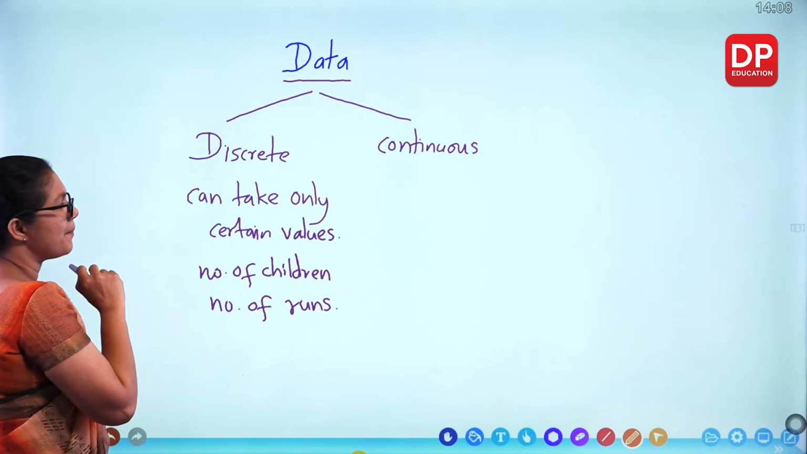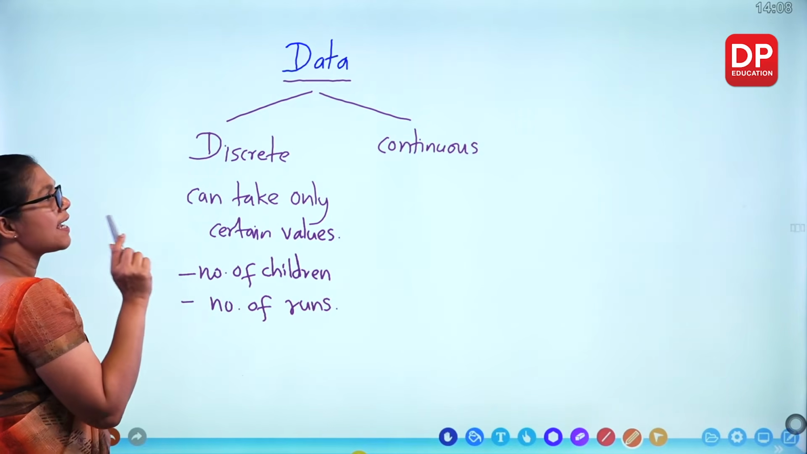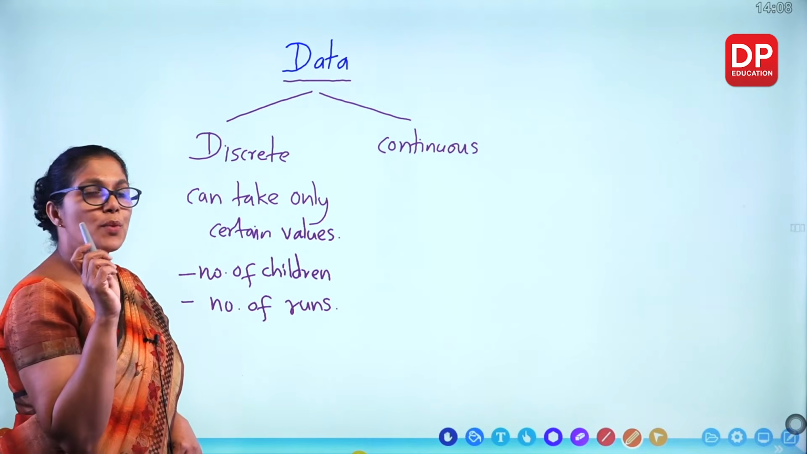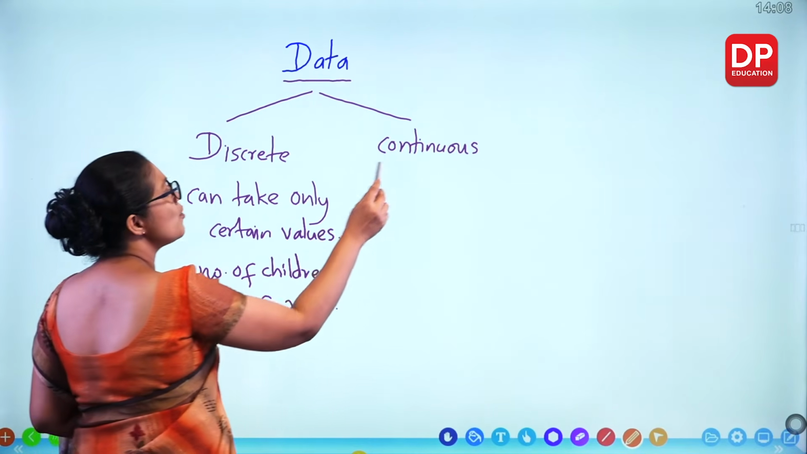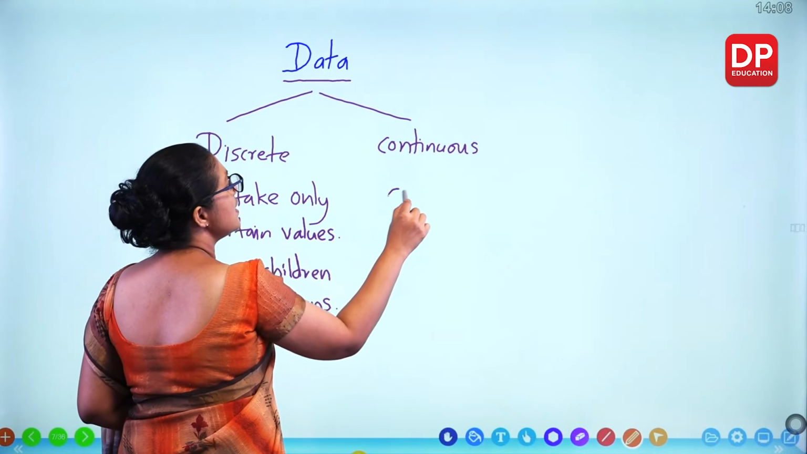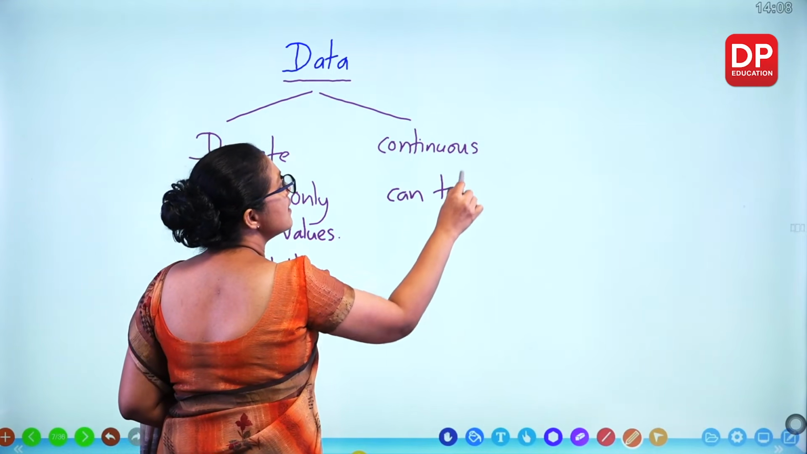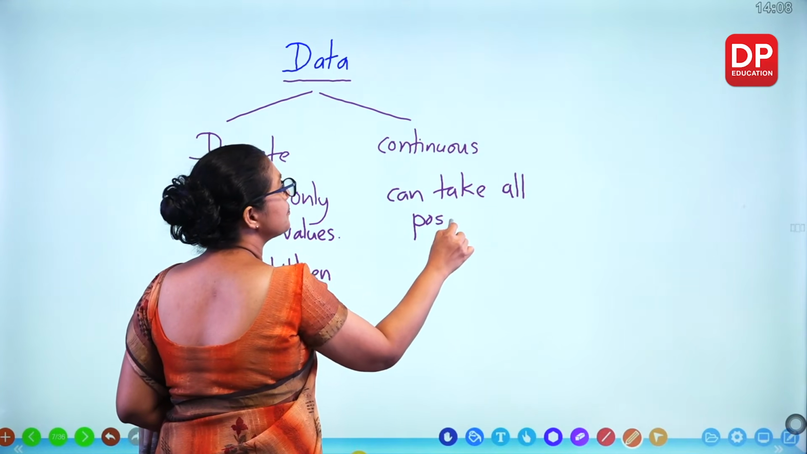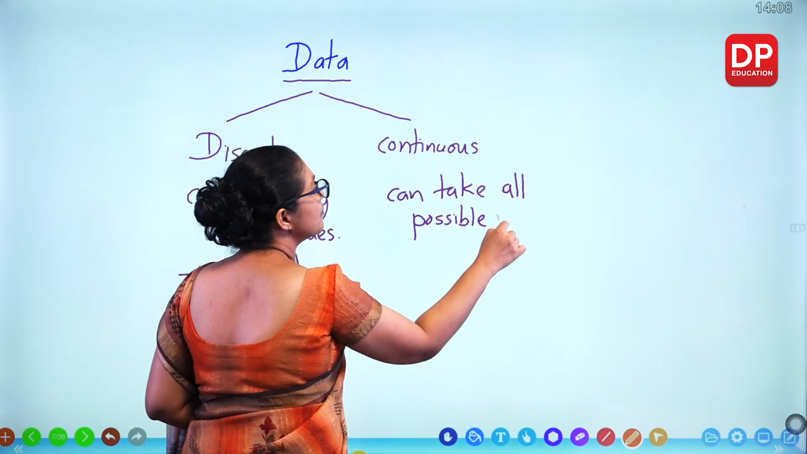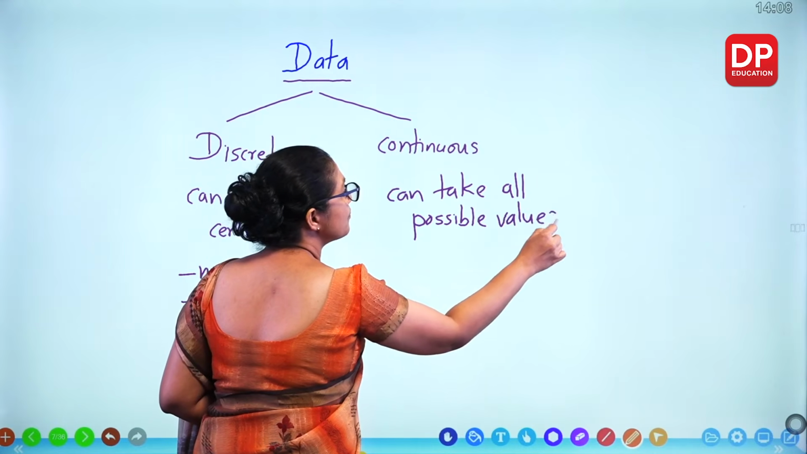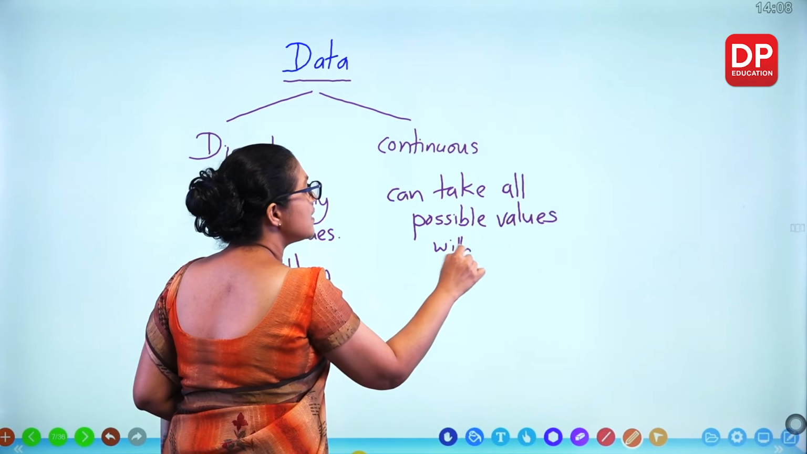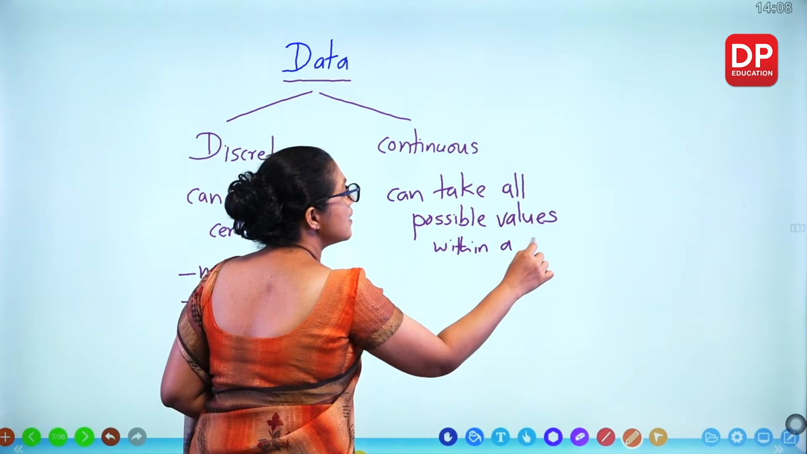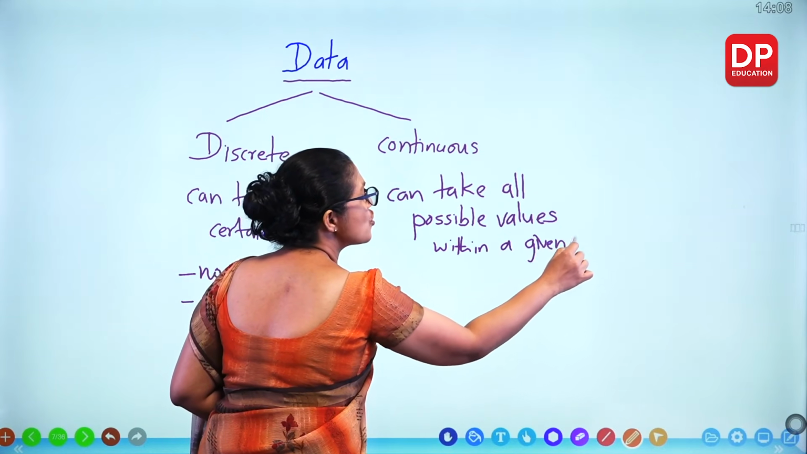That's a whole number. If data can take all possible values within a given range, we call those continuous.